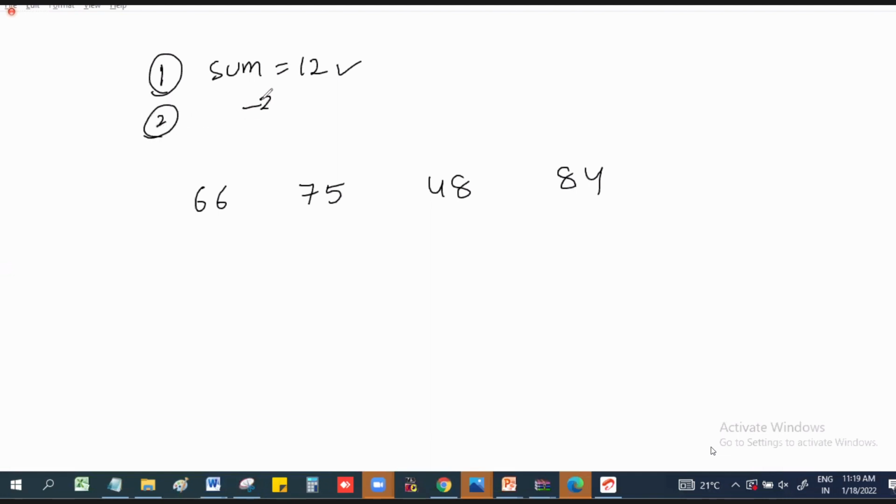Please hang on. You will understand this. In this exam, they'll give 4 options, correct? Let's say the first option is 66, second option is 75, third option is 48, and the fourth option is 84. How many logics are here? The sum has to be 12. This is the first priority. The second one is if 36 is subtracted from the number, the digits will get reversed.